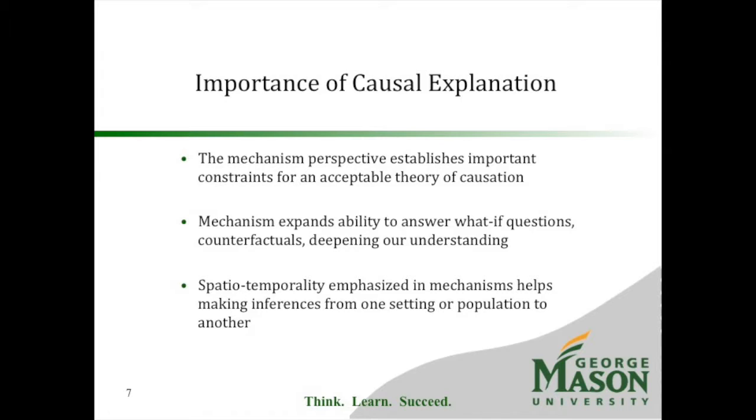Mechanism-based causal explanation is important since the mechanism perspective establishes important constraints for an acceptable theory of causation. Mechanism expands the ability to answer what-if questions, meaning counterfactuals, deepening our understanding. Spatiotemporality emphasized in mechanism helps in making inferences from one setting or population to another.